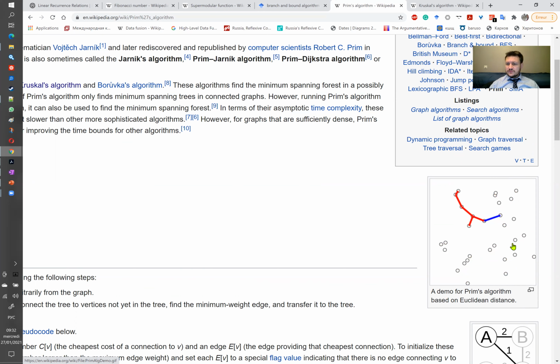Here, it's a spanning tree that will give us an estimation for our traveling salesman problem. When we have a branch and bound algorithm, we will need an estimation, and one of such estimations is a spanning tree.